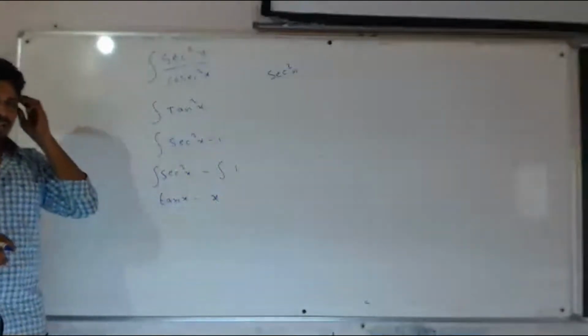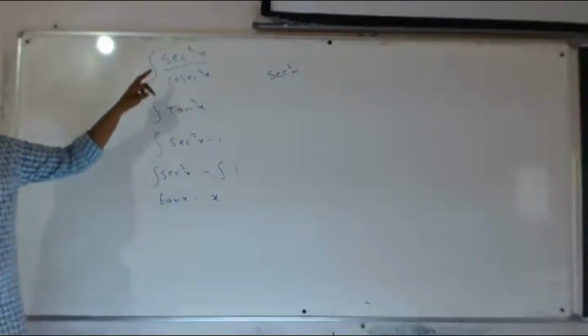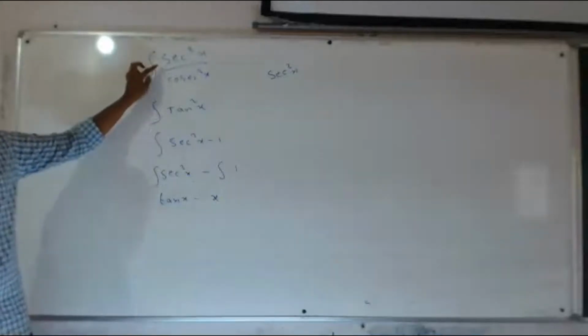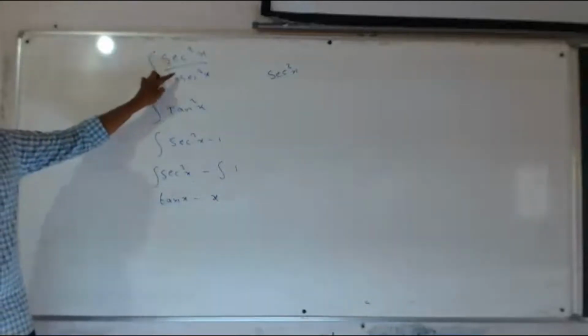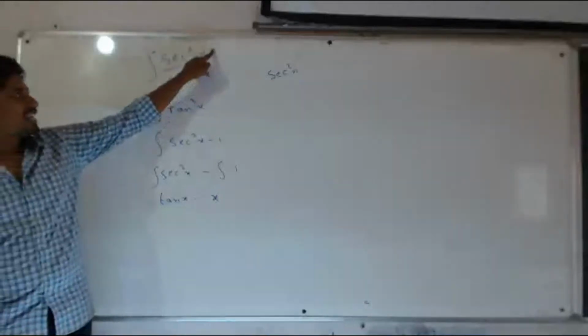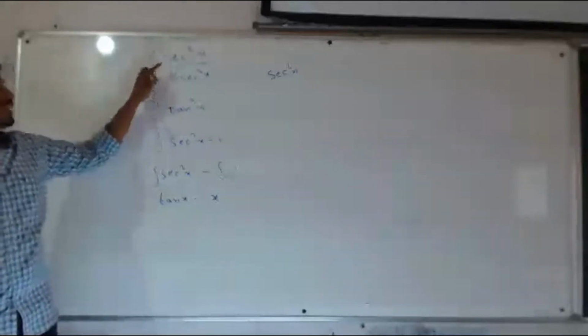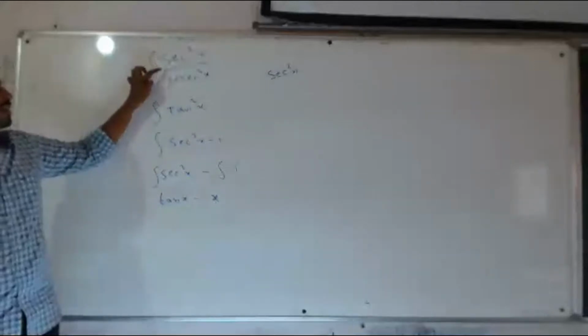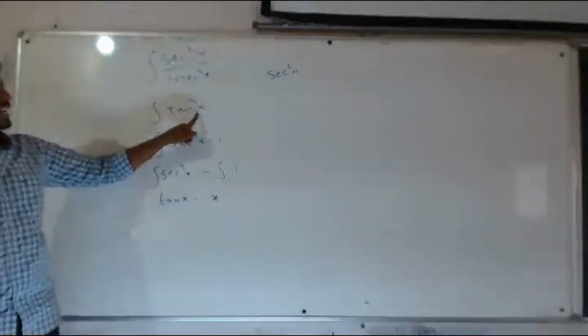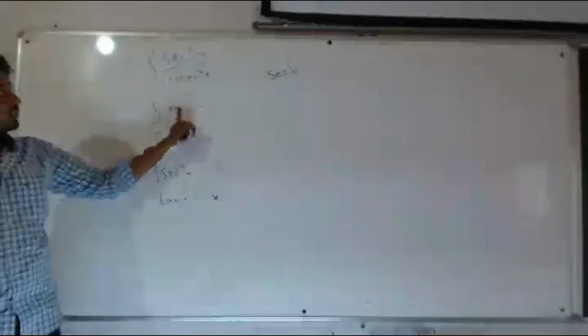See here, once again repeating the sum. Sec we can write as 1 by cos. Cosec we can write as 1 by sine. If sine goes upside, cos comes downside, it will be sine square by cos square. Sine square by cos square is equal to tan square x.